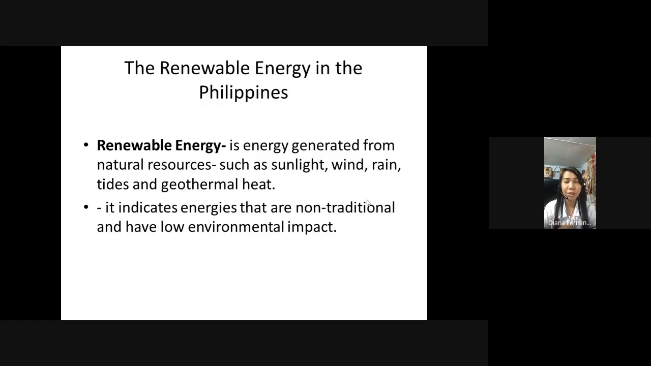Ano ba yung mga renewable energy or tinatawag natin na alternative forms of energy? It is energy generated from the natural resources such as sunlight, wind, rain, tides, and geothermal energy. Pag sinabi nating alternative, it means it is not permanent. Kumbaga, makakatulong lamang siya para magkaroon tayo ng second option. Without the large impact of natural resources, pagkaubos ng ating natural resources. So yun. It indicates energy that are not traditional and have low environmental impact. So yun, yung mga renewable energy.